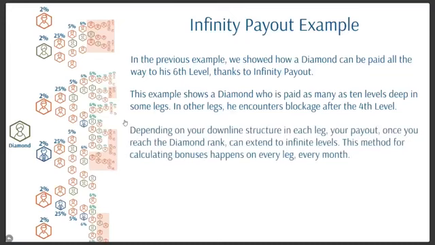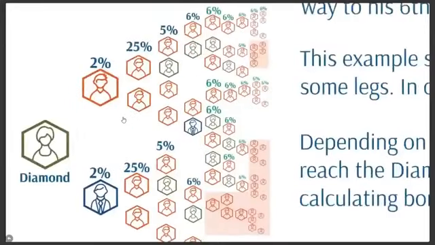So depending on your downline structure in each leg, your payout once you reach the diamond rank can extend to infinite levels or as deep as your organization goes. And we use that method for calculating bonuses on every single one of your legs every month. So let's zoom in a little bit here so you can get a little bit better look at that.